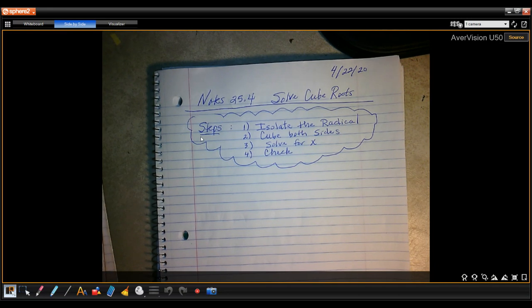Okay, so the next lesson is 25.4. We'll be solving cube roots. And as you can see on the screen, I've already written down the steps. And hopefully you'll notice that they're just like solving the square roots, except obviously we're working with cubes.